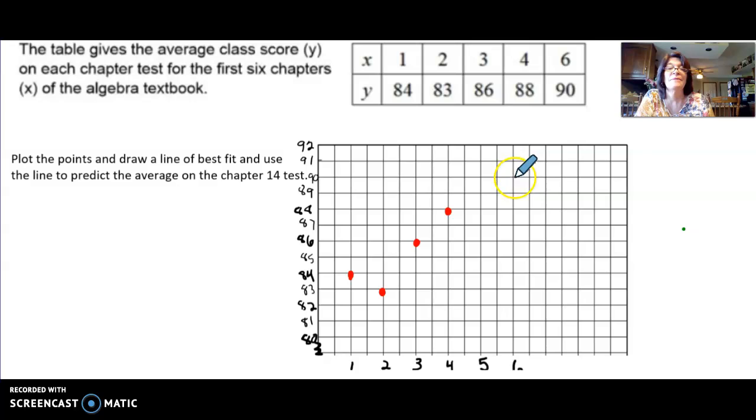6th is 90%. Okay, so the class is doing better and better, and I'm wondering what the average is going to be on the chapter 14 test. Okay, so again, I'm going to try to go through the data.